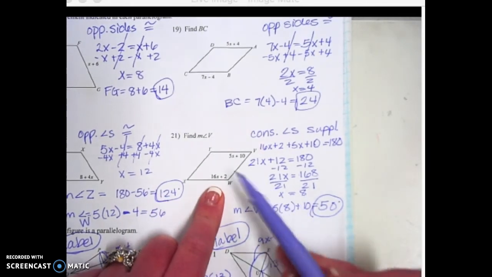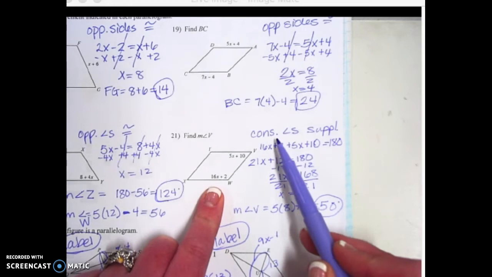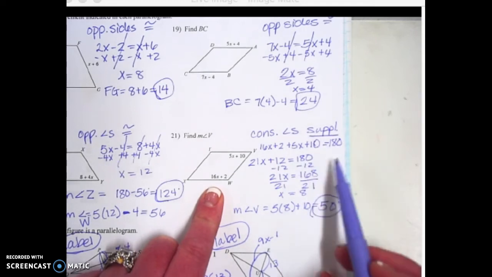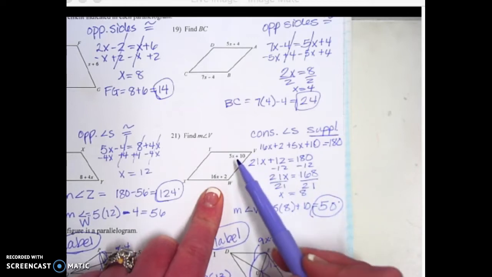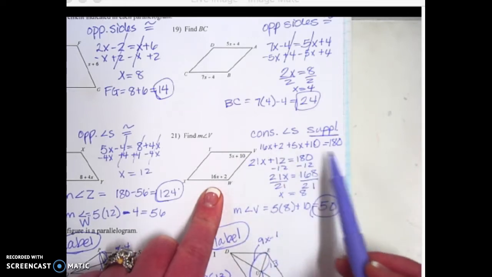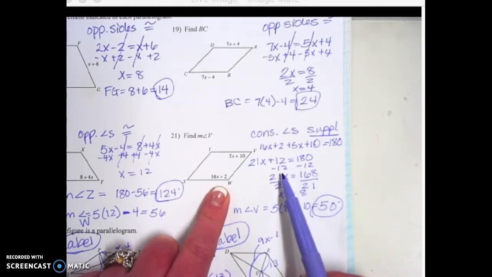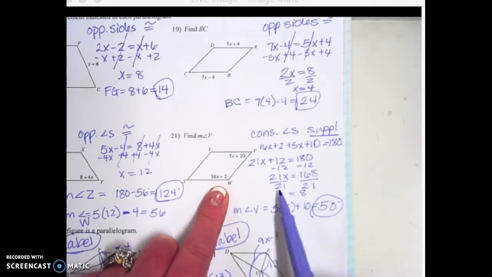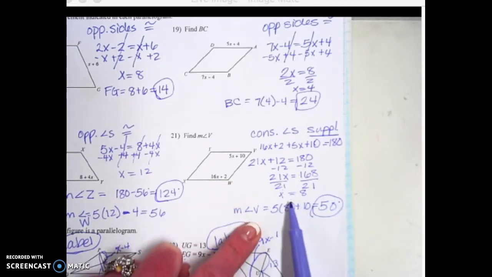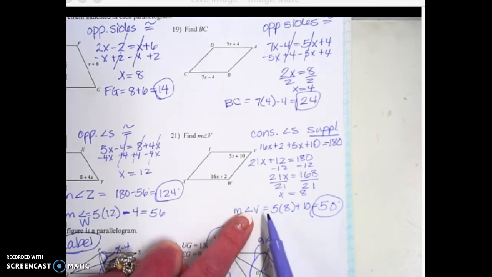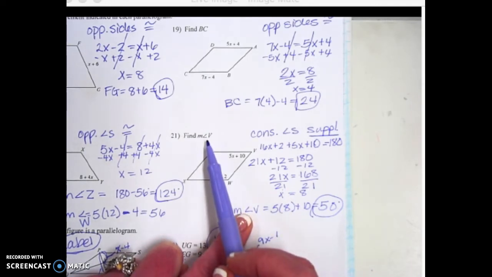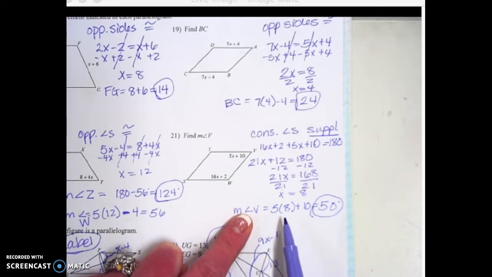On 21, those two angles are consecutive. So instead of being congruent, they're actually supplementary. That means they're going to add up to 180 degrees. So I take both those expressions, add them together, set it equal to 180. Combine my like terms, and then do inverse operations till I get the variable by itself. So you subtract 12 from both sides, divide both sides by 21, and you get x equals 8. Then you realize they want you to solve for angle V. So you plug it back in for V, and you get 50 degrees.